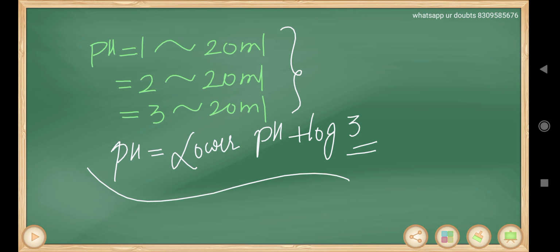But most of the questions will be either acids or bases with two equal volumes. Two different pH, two equal volumes. One more point is, sometimes they will be giving you an acid and a base. An acid and a base. Then it will be very interesting to calculate.